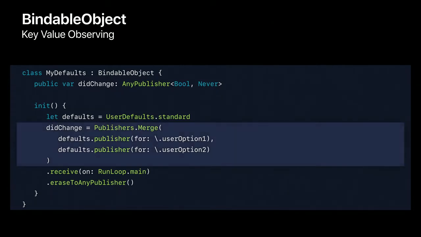And the interesting part is here. We're creating a publisher for each user default, one for user option 1 and one for user option 2, but we're merging them together into a single publisher that we apply to our didChange property. So now, whenever either user option 1 or user option 2 changes, our combined didChange publisher will emit the change to SwiftUI, and SwiftUI will go ahead and update our views.